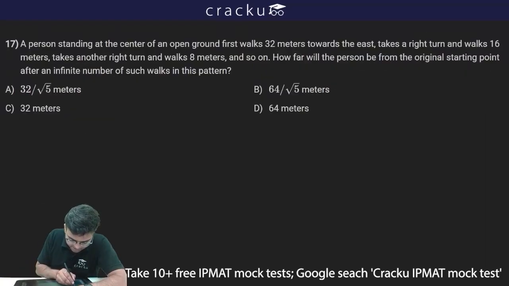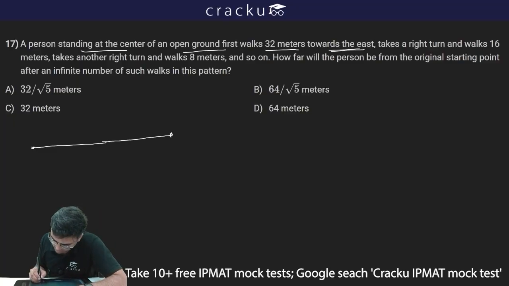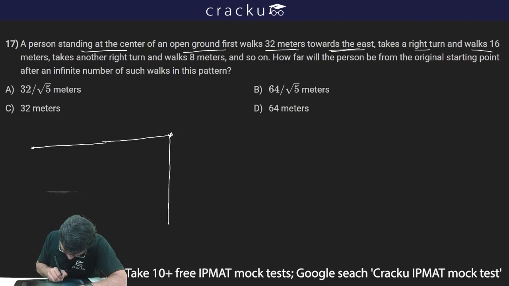A person standing at the center of an open ground first walks 32 meters towards the east. So let's say he's standing here and he's walking 32 meters towards the east. Takes a right turn and walks 16 meters. So this is 32 meters, then this is 16 meters. Takes another right turn and walks 8 meters.